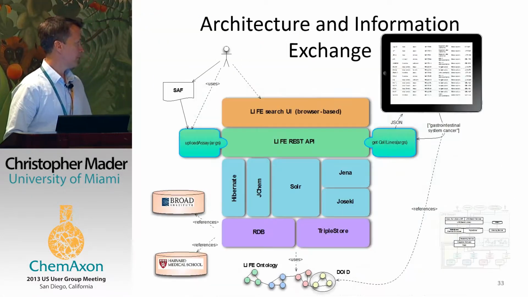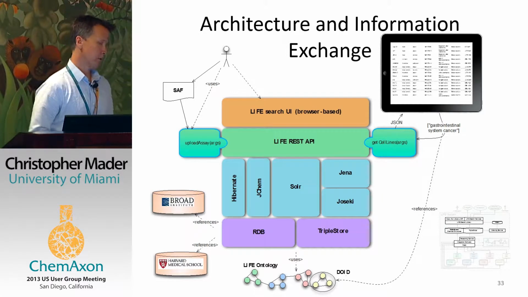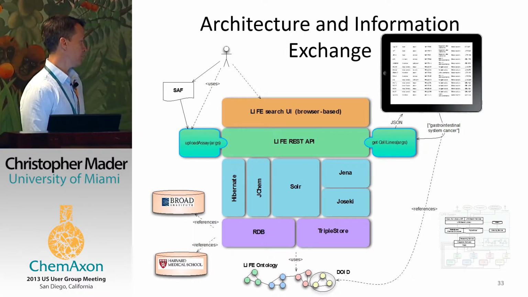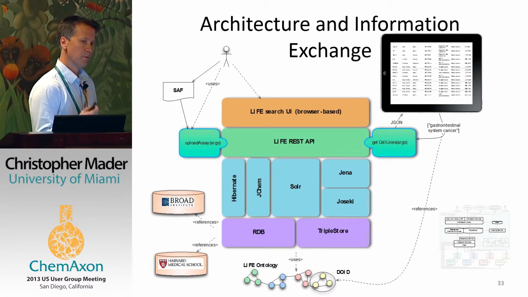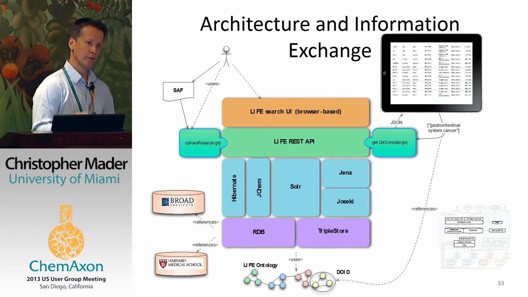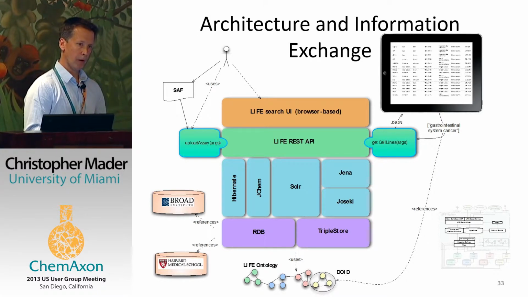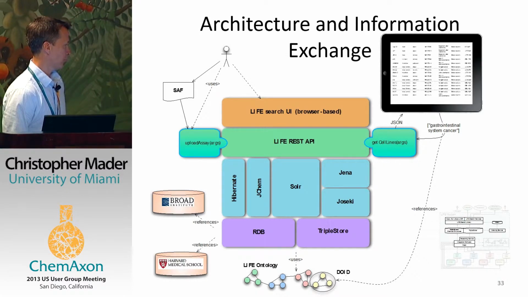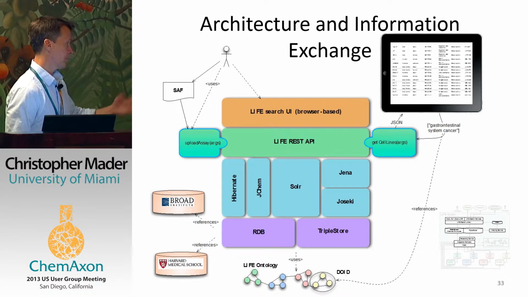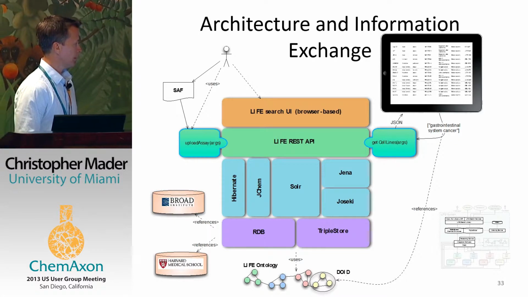And this is the architecture that we built it on. So it's a RESTful application, and we also use Solr, like they use in the Bard. We have a relational database. We have a triple store that stores the information we've modeled using the OWL ontology. And we use, of course, JChem for structure-based searching, and also for doing some analysis of the data.